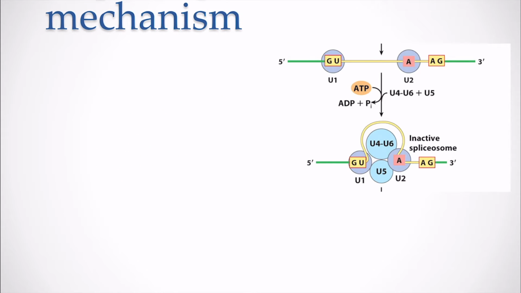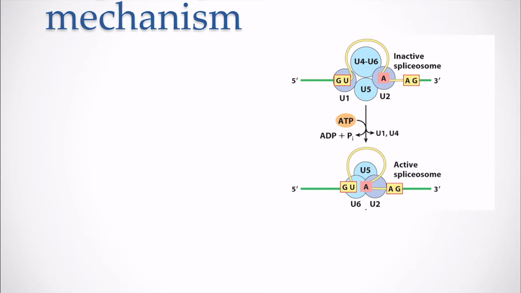And so first, of course, we have U1 that binds that 5' end. We have U2 that binds the adenosine. You get recruitment of U4, U6. This requires ATP, so energy is required for this. U4 and U6 are going to create sort of this bulge for this intron, and then U5 will be recruited. Now this is considered the inactive spliceosome. And then you're going to have some rearrangements internally that will cause the spliceosome to be active.